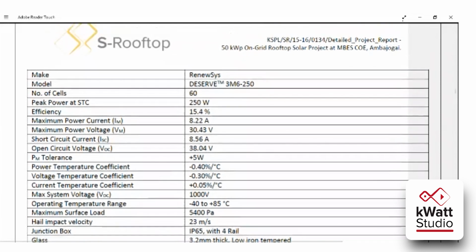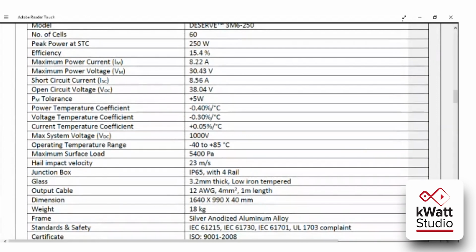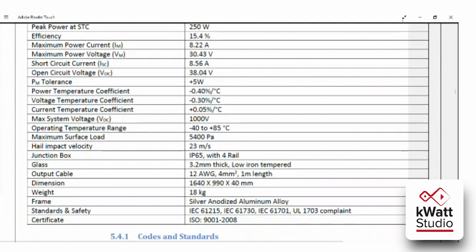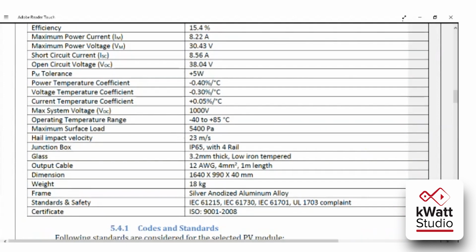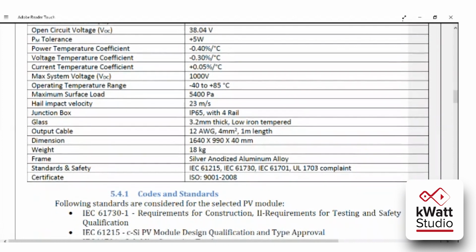The maximum current is 8.22 ampere and the voltage at maximum power point is 30.43 volts. And some temperature coefficients are given. As we all know, as temperature increases, module generation will reduce. So by what percent it will reduce, everything is mentioned in this specification sheet. So this panel is IP65 panel.